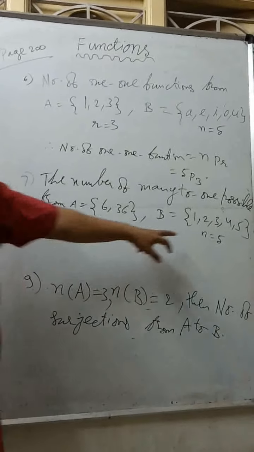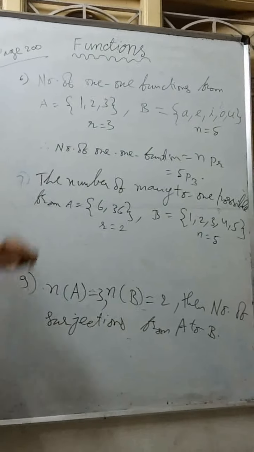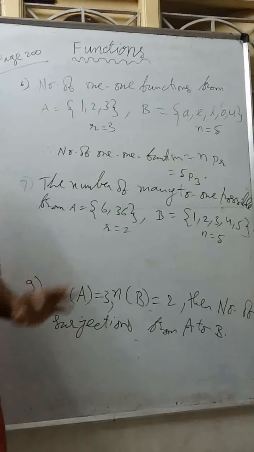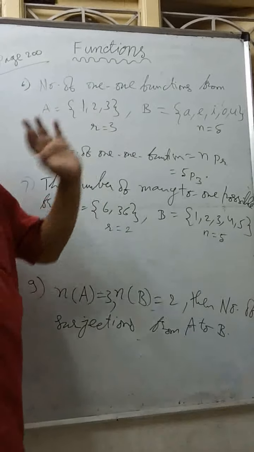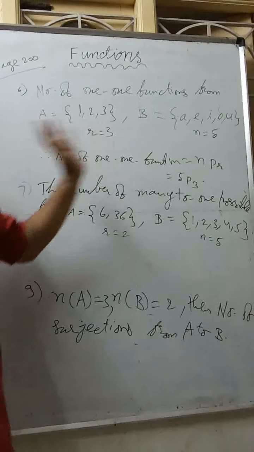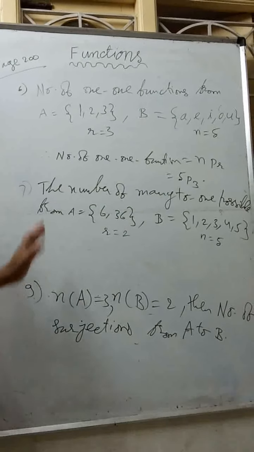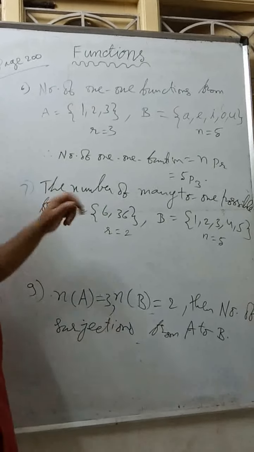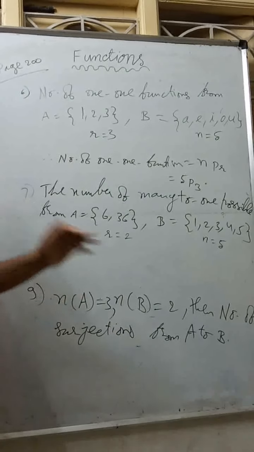Here r is 2, n is 5, but he is asking for many to one. Many to one means which is not 1-1. A function which is not 1-1 is called many to one. So total functions minus 1-1 functions gives me many to one.